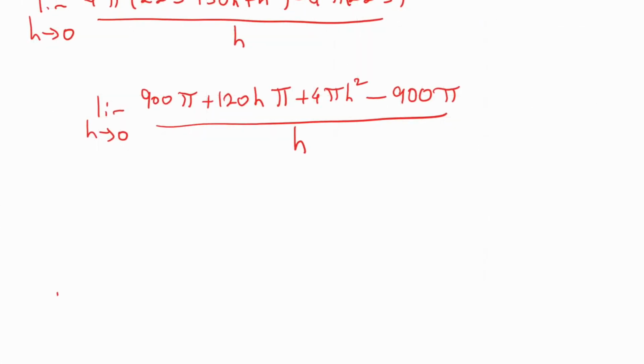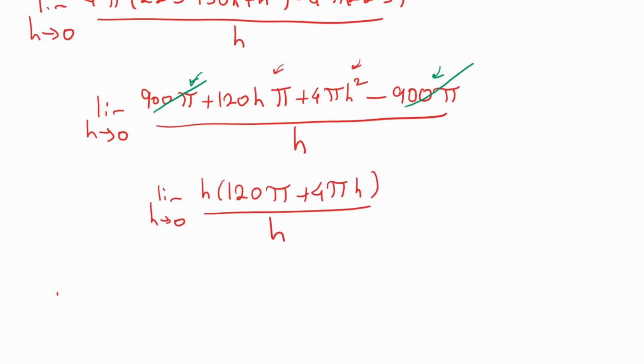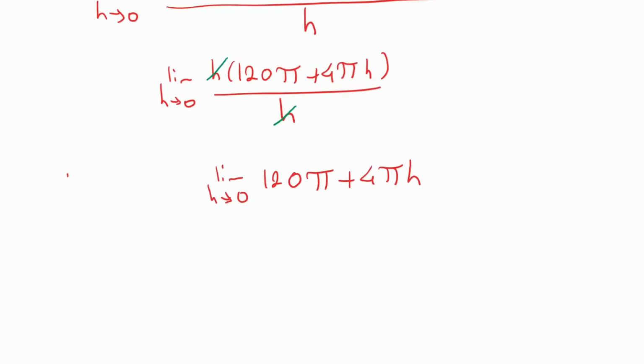Now I already see things that I can cancel out. I have a negative over here and a positive over here. So these cancel out. And I realize both of my expressions have h. So I'm going to factor h out of the equation. When I do that, I get h times 120 pi plus 4 pi h. So I'm going to cancel these h's out. Now I'm left with limit as h approaches 0, 120 pi plus 4 pi h.